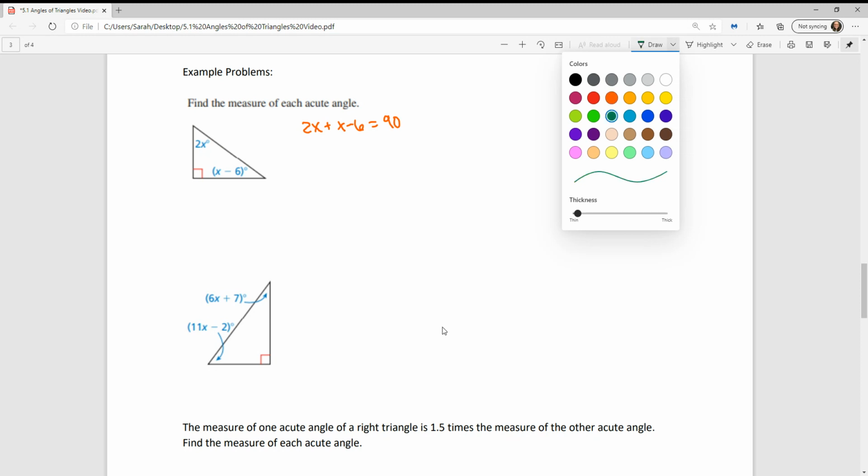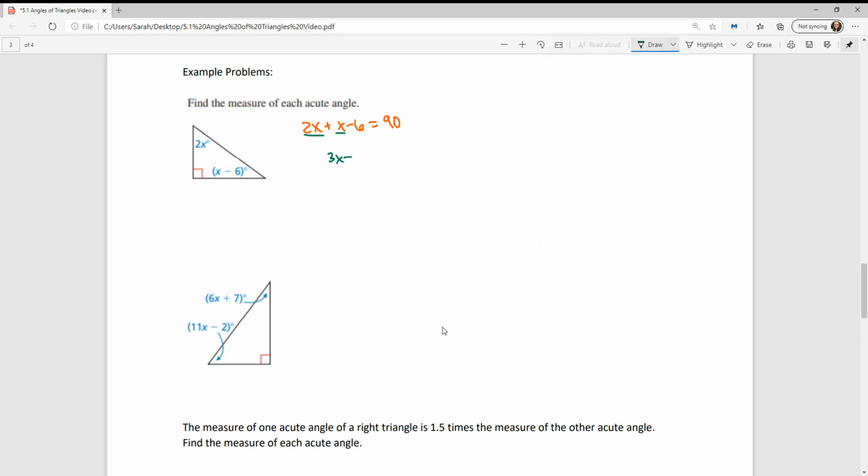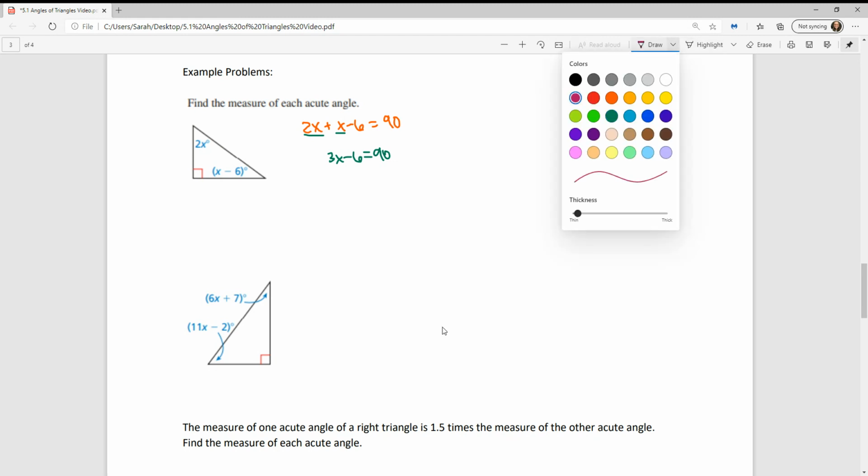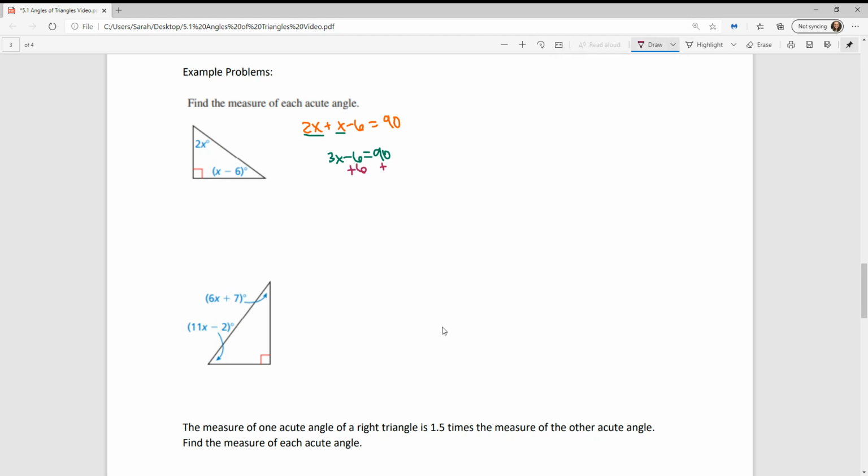Combine your same side like terms. 2x plus x is 3x. Get your numbers on the same side by adding 6 to both sides. And then get x completely by itself by dividing both sides by 3. You get x equals 32. We're not done yet. We need to take that 32 and plug it in to each of these to find the measures of each angle.